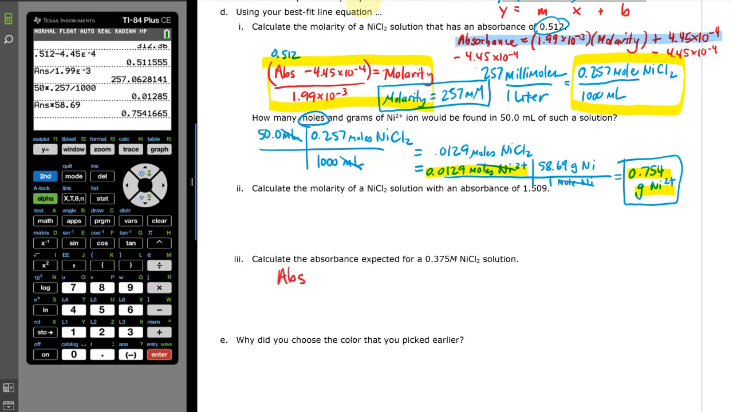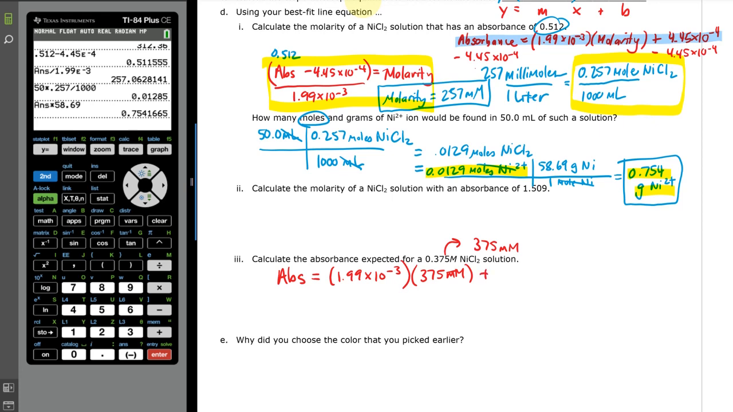Absorbance, according to that equation up above, is 1.99 times 10 to the negative 3. Remember, that's the slope of our line. Times the molarity, so that's given here as 0.375. And actually, in our graph, we're going to need to treat that as 375 because this is given in millimolar. All the molarities in our data table were in millimolar. And so 0.375 is actually 375 millimolar. If you don't quite understand that, just go with it for now, and we'll come back to it as we work out some of these together in class.